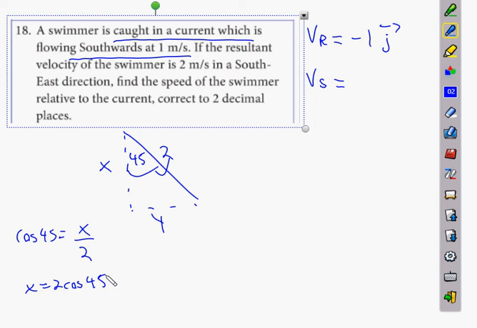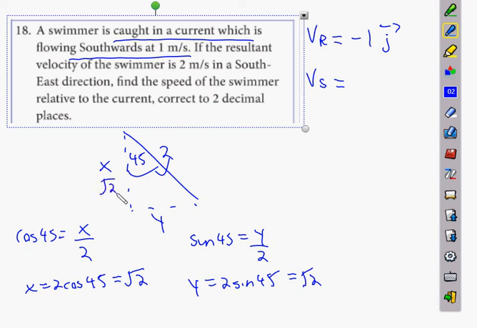So let me check that out for me. Yeah. And then the other one is sine 45 is y over 2. y equals 2 sine 45. Once again, the resultant being root 2. Therefore, Vs is going root 2 down and root 2 across. So it's going to be root 2 across is root 2i, and root 2 down is minus root 2j. Okay. Any questions on that one?